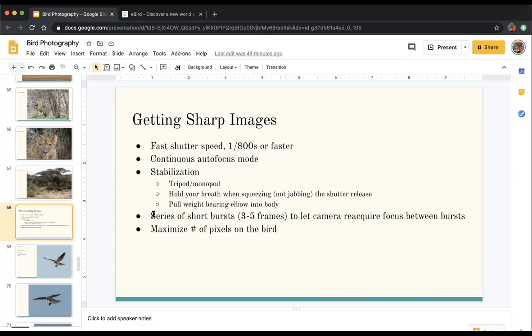And the other thing, going back to the question about shooting continuously: try to shoot in short bursts instead of holding it down for an extended period of time, because in most of the cameras, it won't reacquire focus in between frames once the burst starts. So by letting go and pressing it again after a few shots, you're giving the camera a chance to reacquire focus. And then of course, try to maximize the number of pixels on the bird, which basically means try to fill the frame.